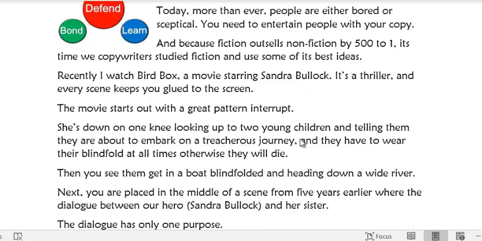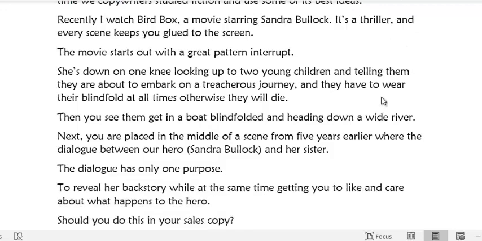Recently I watched Bird Box, a movie starring Sandra Bullock. It's a thriller, and every scene keeps me glued to the screen. The movie starts out with a great pattern interrupt. She's down on one knee, looking up to two young children and telling them they're about to embark on a treacherous journey and they have to wear their blindfold at all times, otherwise they will die.